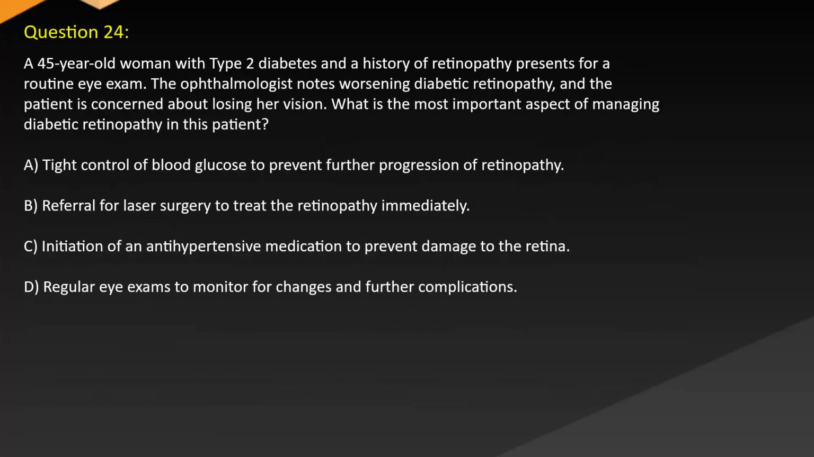Question 24. A 45-year-old woman with type 2 diabetes and a history of retinopathy presents for a routine eye exam. The ophthalmologist notes worsening diabetic retinopathy, and the patient is concerned about losing her vision. What is the most important aspect of managing diabetic retinopathy in this patient? A. Tight control of blood glucose to prevent further progression of retinopathy. B. Referral for laser surgery to treat the retinopathy immediately. C. Initiation of an antihypertensive medication to prevent damage to the retina. D. Regular eye exams to monitor for changes and further complications.